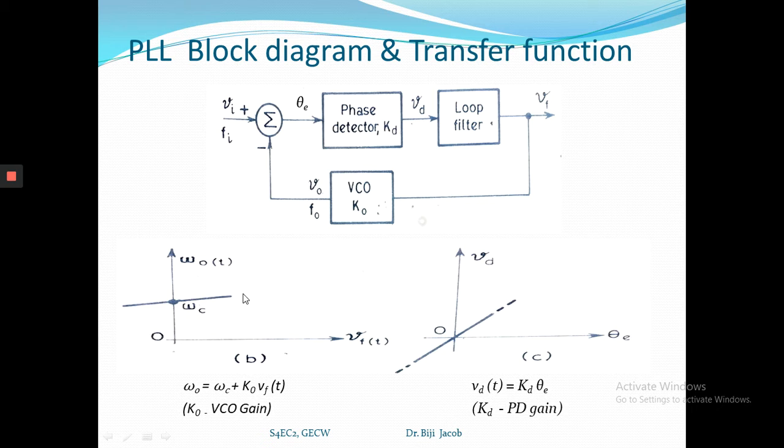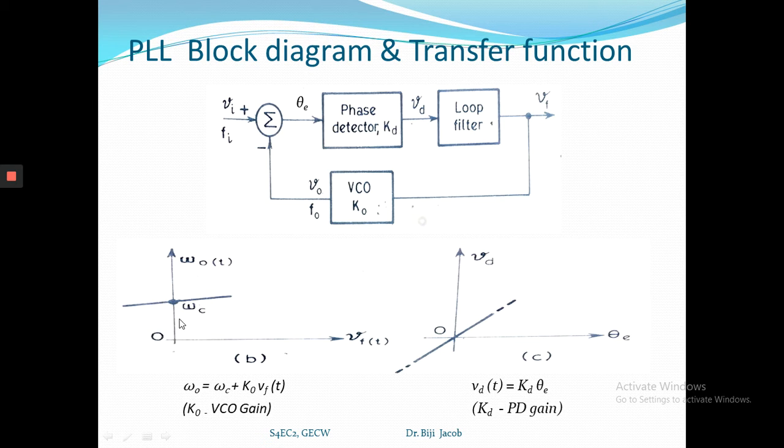Then the output frequency of the VCO will be increasing. If the difference is going on the negative side, then it will be going negative. So the slope of this curve is nothing but the sensitivity of the VCO, or the gain of the VCO. So the general equation for the output angular frequency of the VCO is like this: output frequency is omega c plus S0, the sensitivity, into the feedback signal.